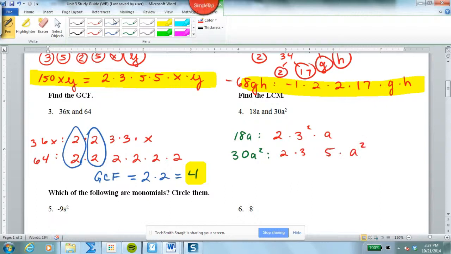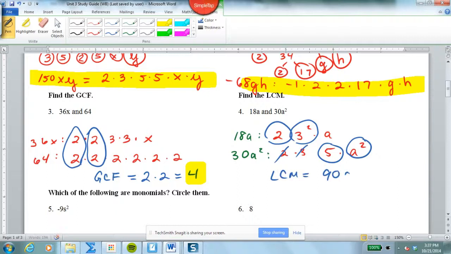Now, with the prime factor method here, we're not making matches anymore. We're taking one of every prime factor we see. If it is there twice, you take the higher exponential value. I'm going to take a squared instead of the a. Take a 5. 2 times 5 is 10. 3 squared is 9. The LCM is going to be 90. And don't forget the variables, a squared.